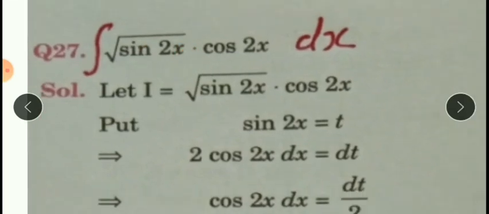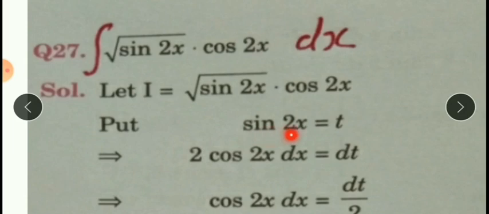Now see question number 27. Integrate root sin 2x into cos 2x dx. Let I is equal to integration root sin 2x cos 2x dx. Here substitute sin 2x is equal to t. We are doing the substitution method. We have to change this expression into integrable form. That's why we are substituting sin 2x is equal to t.